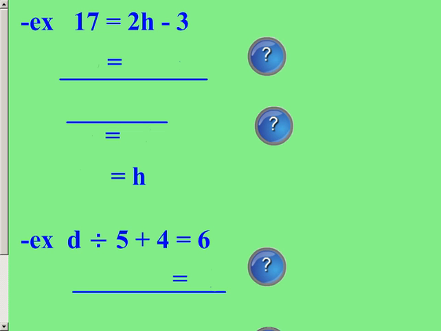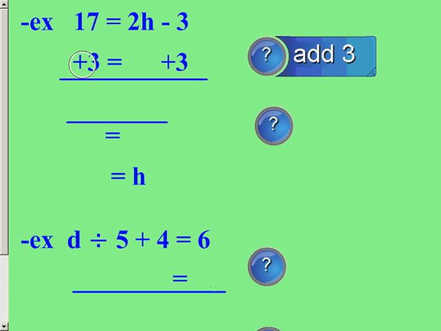All right, now that you've tried it yourself, let's go ahead and work it out. We're going to get rid of the subtraction first. The opposite of minus 3 is to add 3. So I'm going to add 3 to both sides of the equation. The minus 3 and plus 3 cancel, leaving me with 2h equals 17 plus 3, which is 20.